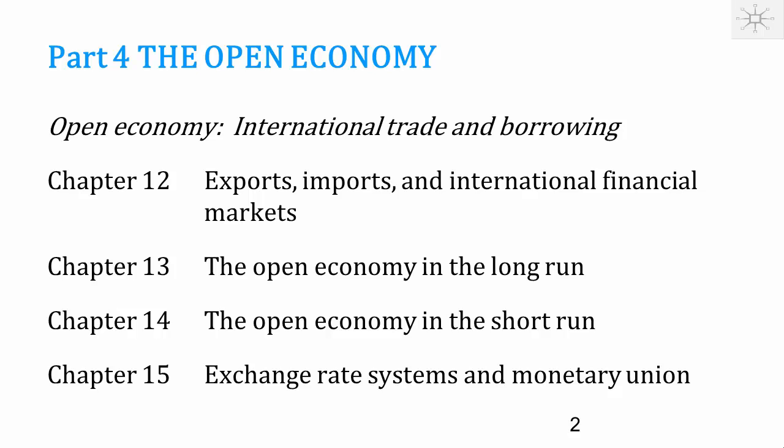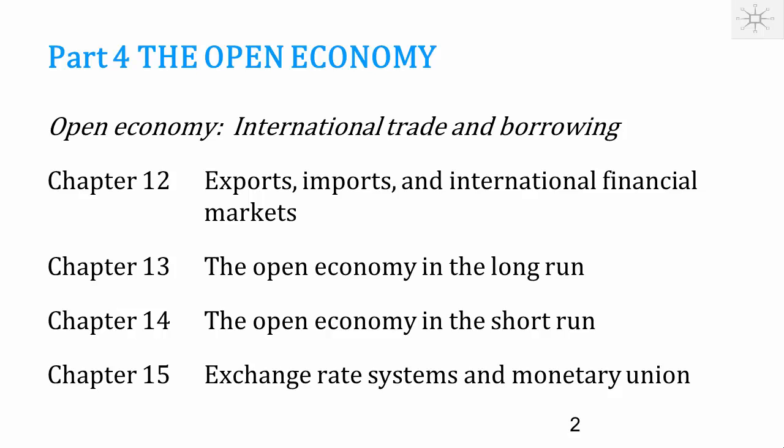One is that we allow international trade, exports and imports of goods and services. But the second is that we also allow individuals and firms in the country to borrow from abroad or lend to foreign citizens. So there are 2 aspects. The goods and services markets are opened up, and the financial markets are opened up to the rest of the world. And this part on the open economy consists of 4 chapters.